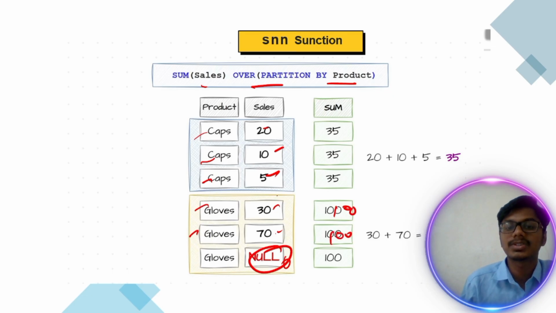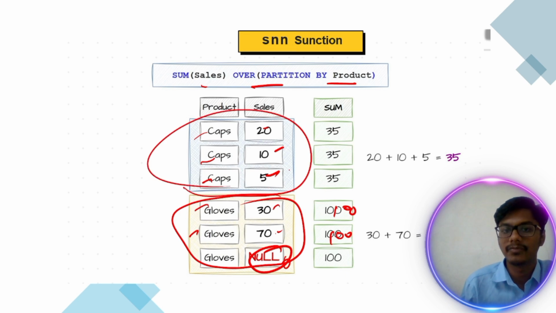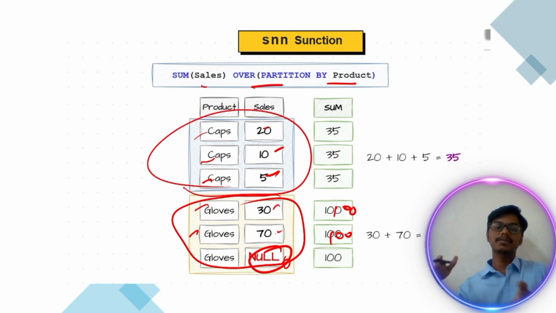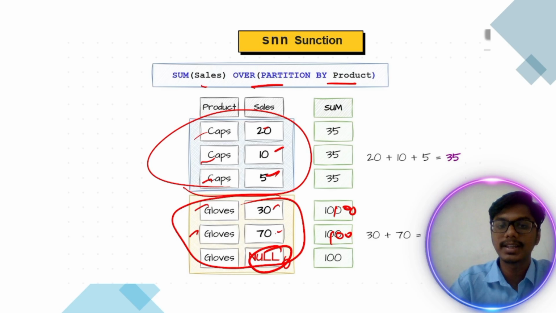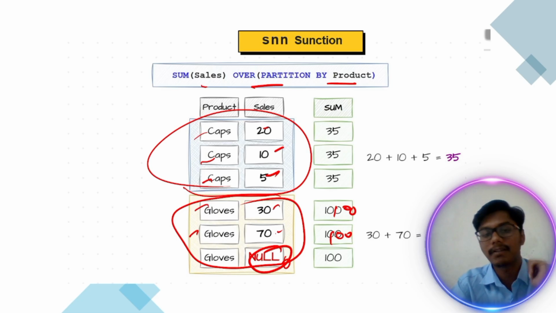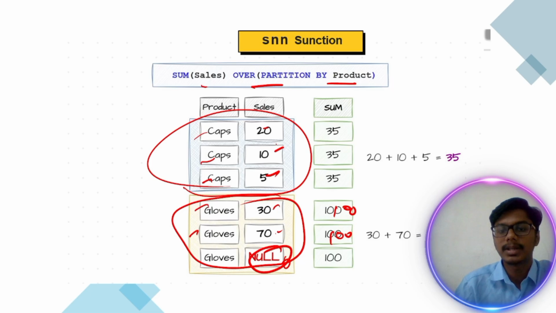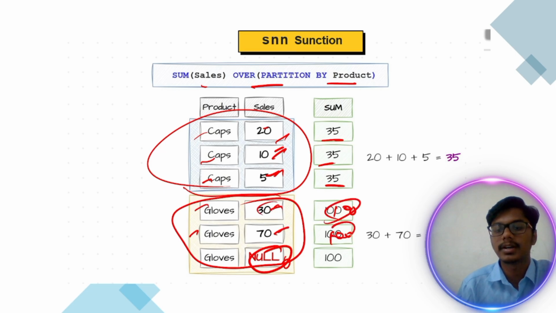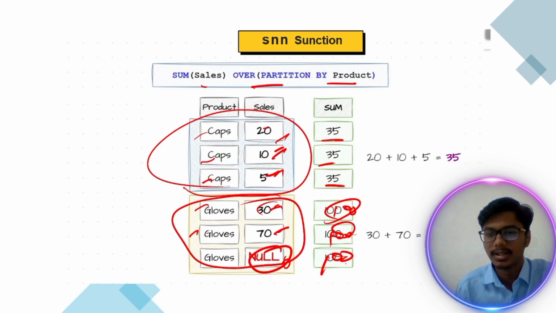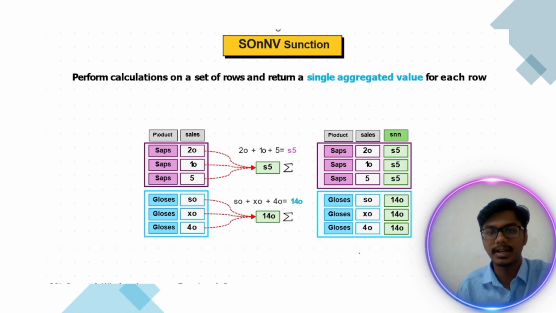SQL considers the gloves as one window and the caps as another window. We are going to partition by product, so there are only two subsets in our database based on the product, caps and gloves. If we give the summation, 20 plus 10 is 30, 30 plus 5 is 35, so it is applied as 35, 35, 35. For the gloves, 30 plus 70 is 100, so 100, 100, and the null is also applied as 100. That's all about the summation function, right?